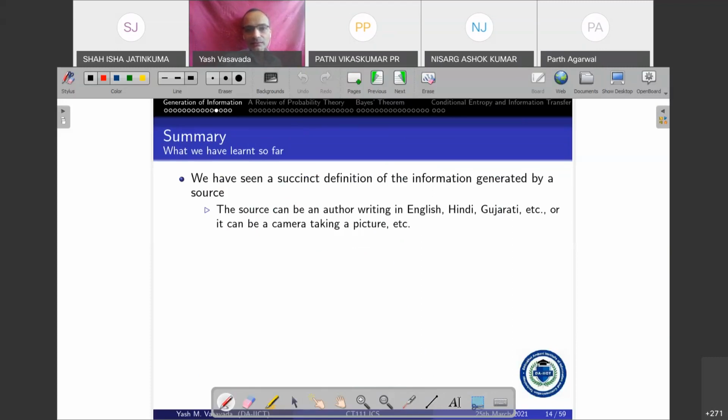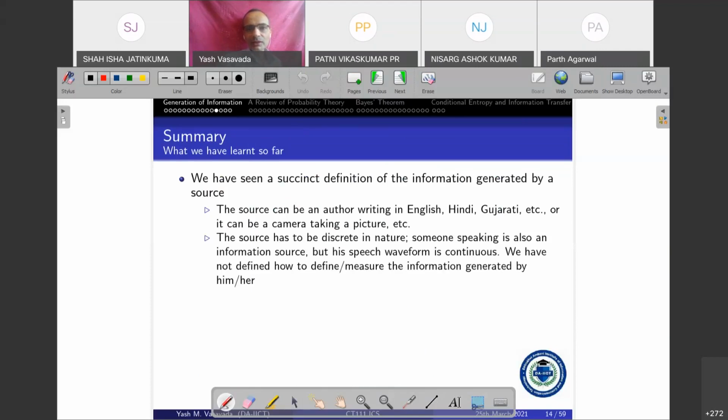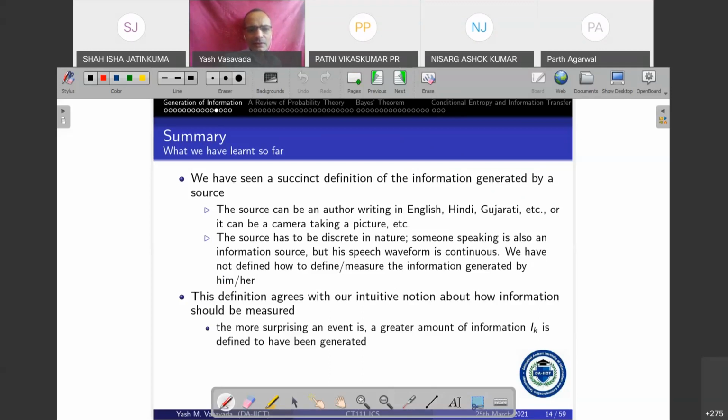It can be someone writing in English or Gujarati or Hindi, or it can be a camera which is taking a picture, or it can be when you toss a coin, or it can be the outcome of any binary experiment. So this is the type of discrete valued sources that this definition of information considers. And this definition is intuitive to us.